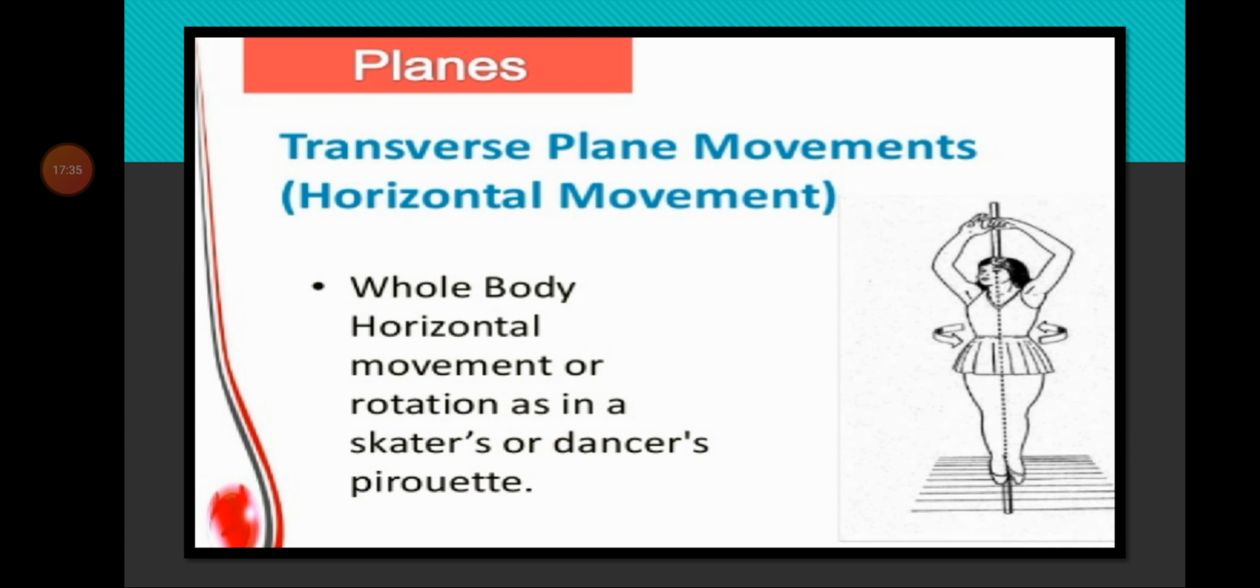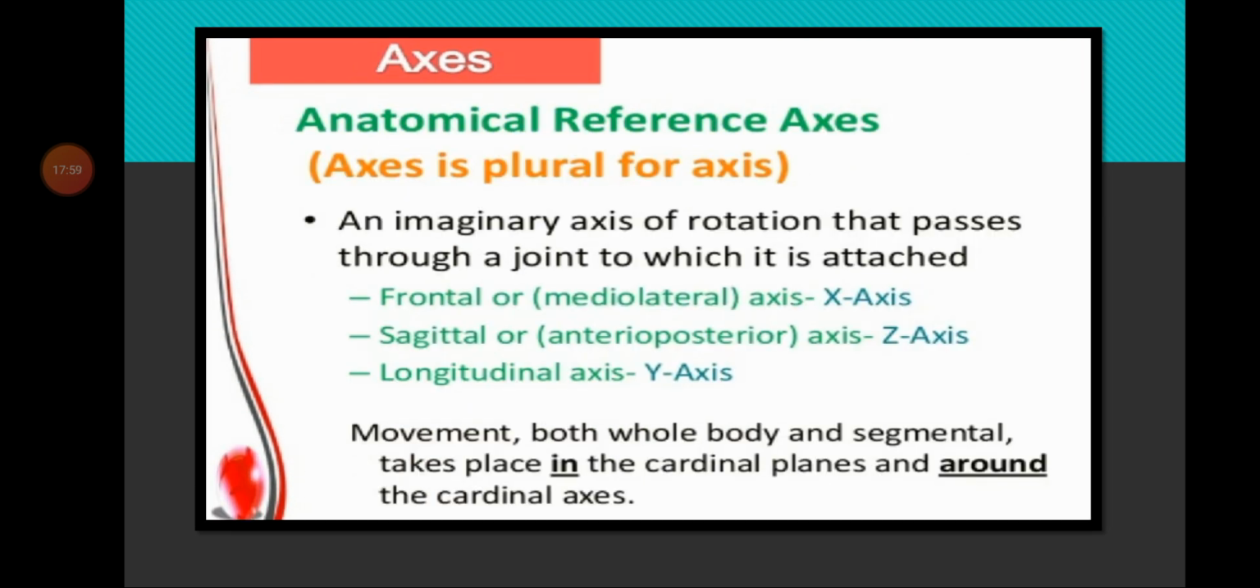Then the third category is transverse plane movements, or horizontal movement. Whole body horizontal movement or rotation is seen in skaters or a dancer's pirouette. When the pirouette and the whole body rotating movement is done, it is horizontal movement.